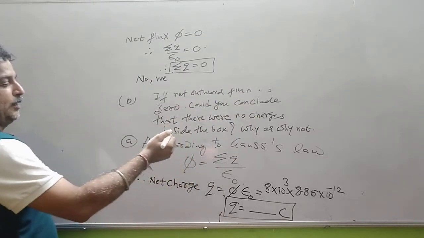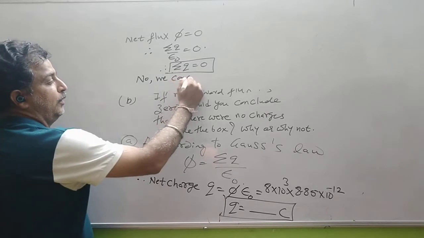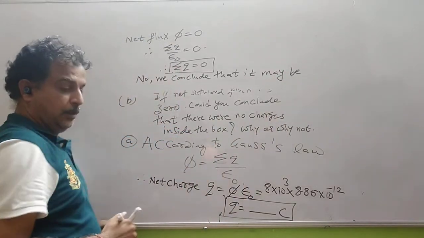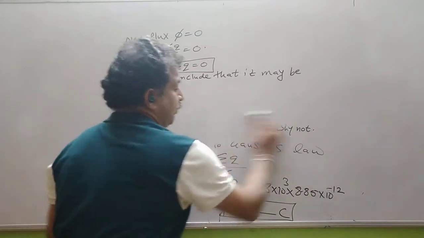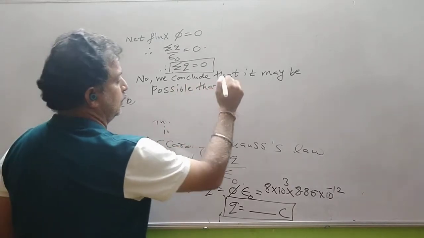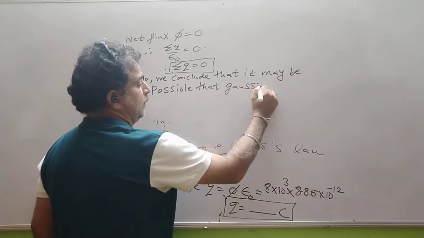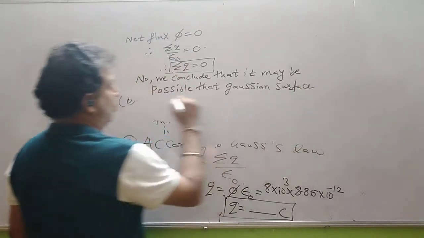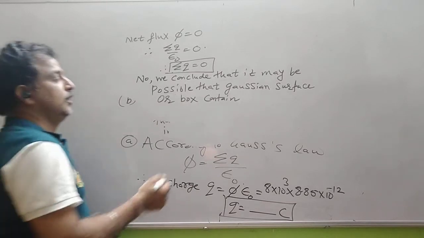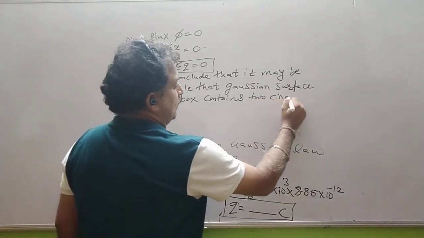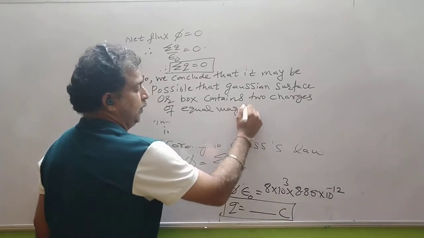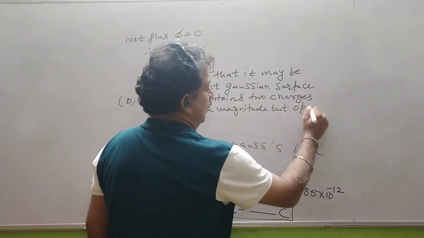So for the second part, could you conclude that there were no charges inside the box? No, we conclude that it may be possible that the Gaussian surface or box, that is the black box given in the question, contains two charges of equal magnitude but opposite polarity.